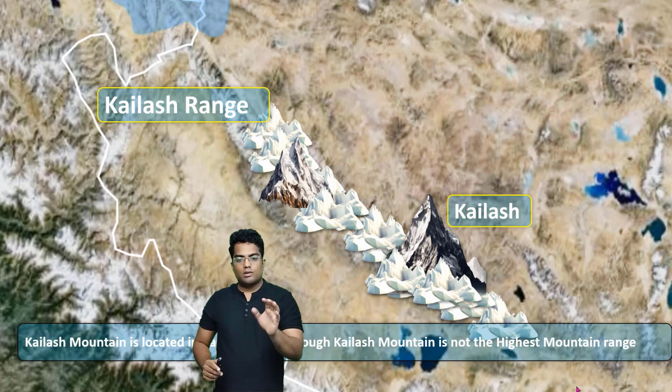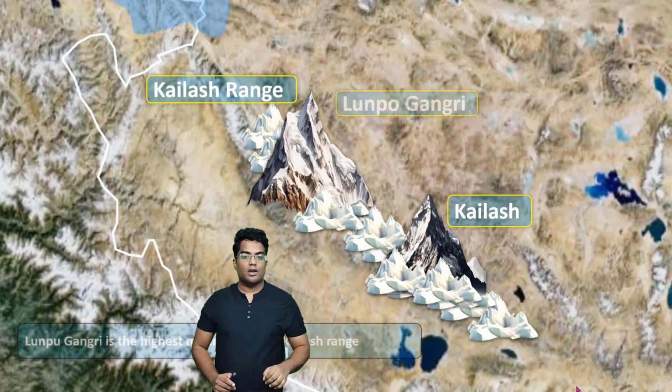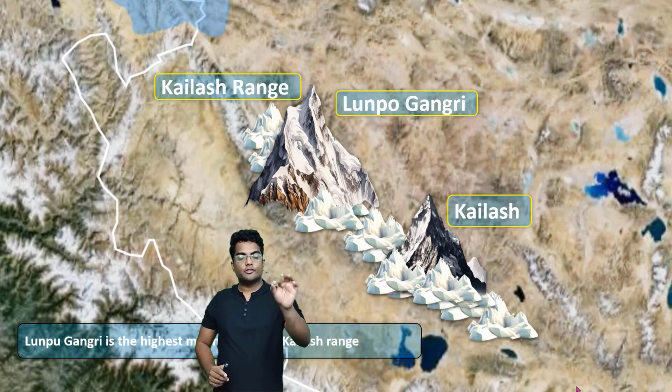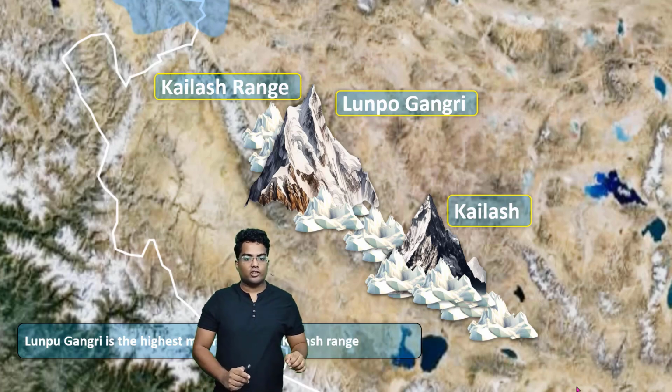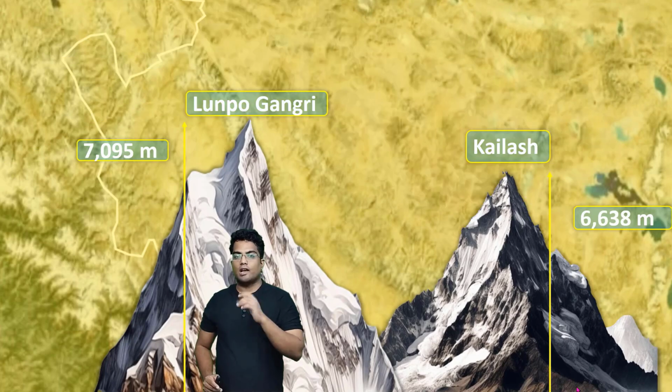Now remember this, Kailash mountain is not the highest mountain in the Kailash range. I repeat this again, Kailash mountain is not the highest mountain in Kailash range. The highest mountain is something else. Its name is Lunpo Gangri. The highest mountain in Kailash range is Lunpo Gangri. So this is the difference in height between Lunpo Gangri and Kailash.